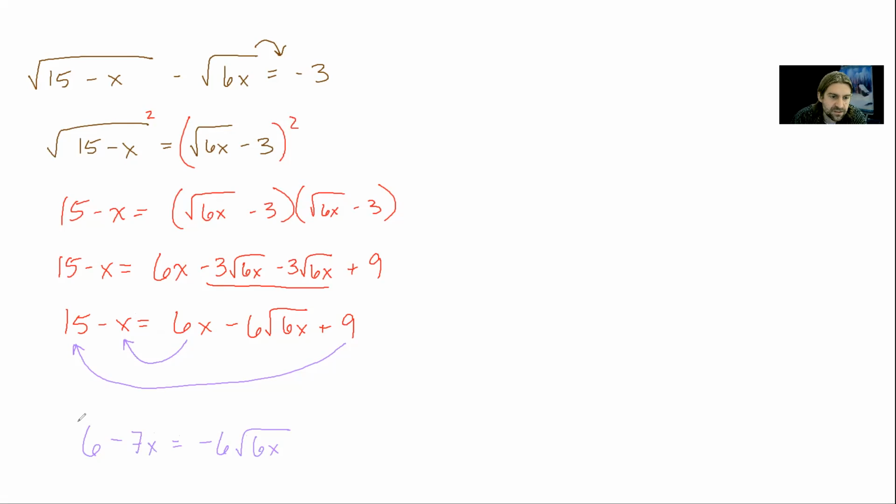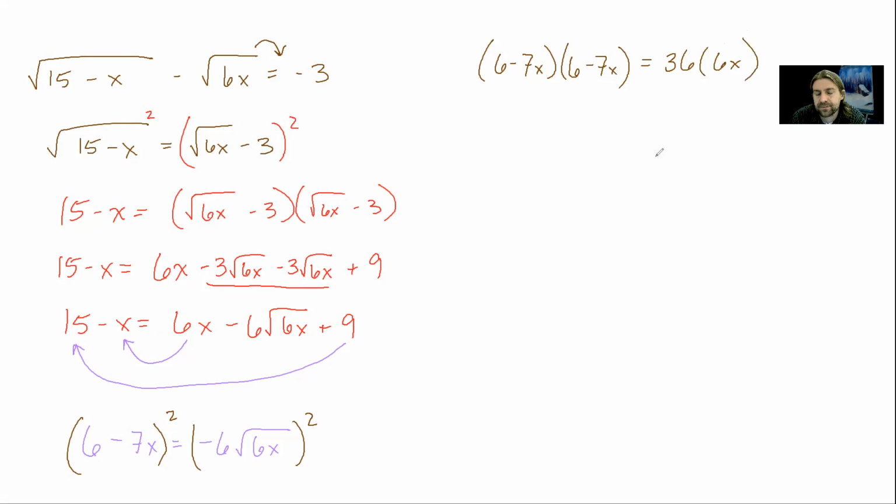Okay. Next thing we need to do is to square both sides to get rid of this radical. And so I'm going to write out 6 minus 7x twice. Because this is a polynomial, it has a minus sign, we write it out twice when we square it. Now this is just one term. There's not a minus sign in the middle or a plus sign in the middle. So we can just square the -6, which is positive 36, times 6x. Okay, so let's FOIL this out.